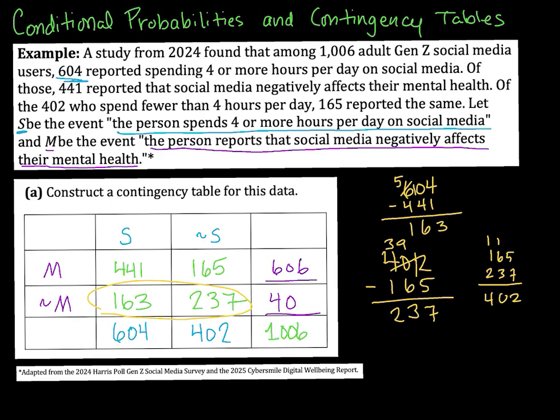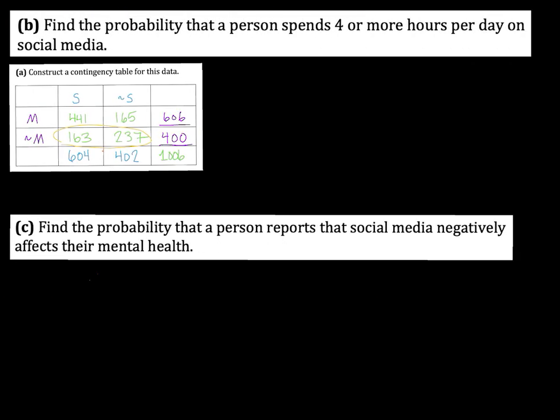In this video, we are going to continue our example of using contingency tables with conditional probabilities, and this study of 1006 adult Gen Z social media users. We made the contingency table in the last video, and now we're going to calculate some probabilities. These first two probabilities, part A and C, are just your typical empirical probabilities. They're empirical because it's from data, right? It's not for the whole population.